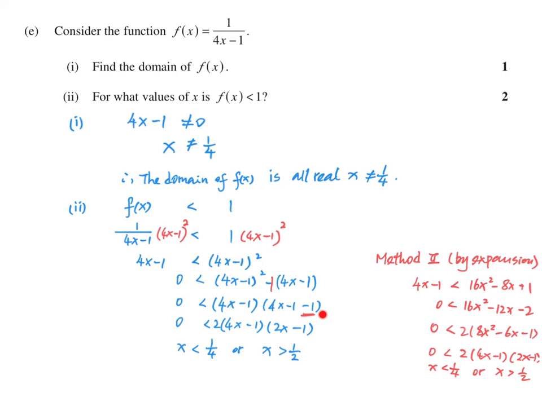Then you have 4x minus 2. Factorize the 2 out, it will become 2x minus 1. So, 4x minus 1 times 2x minus 1 times 2 greater than 0. You can solve it by both. It only holds when both of them are positive or both of them are negative. When both of them are positive, then x must be greater than 1 over 2. When both of them are negative, then x must be less than 1 over 4. So this is the range of values of x that satisfy this inequality f(x) less than 1.